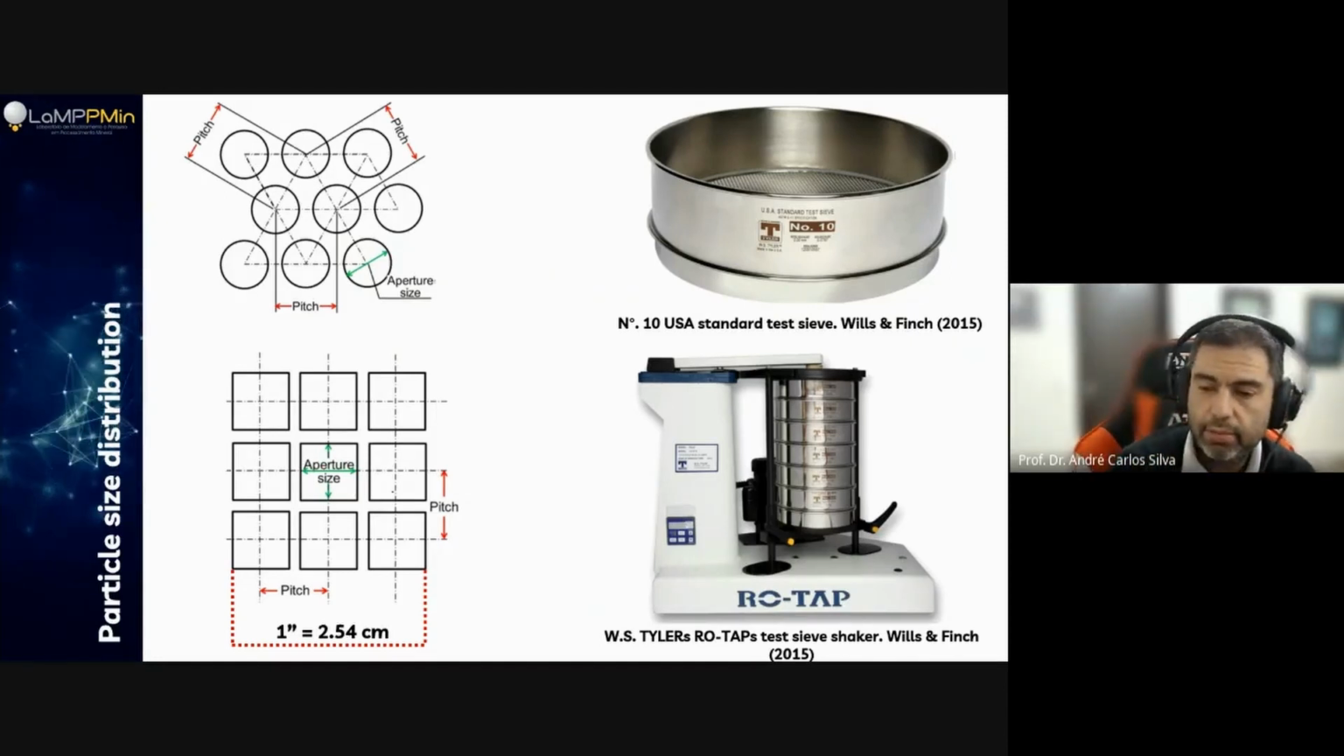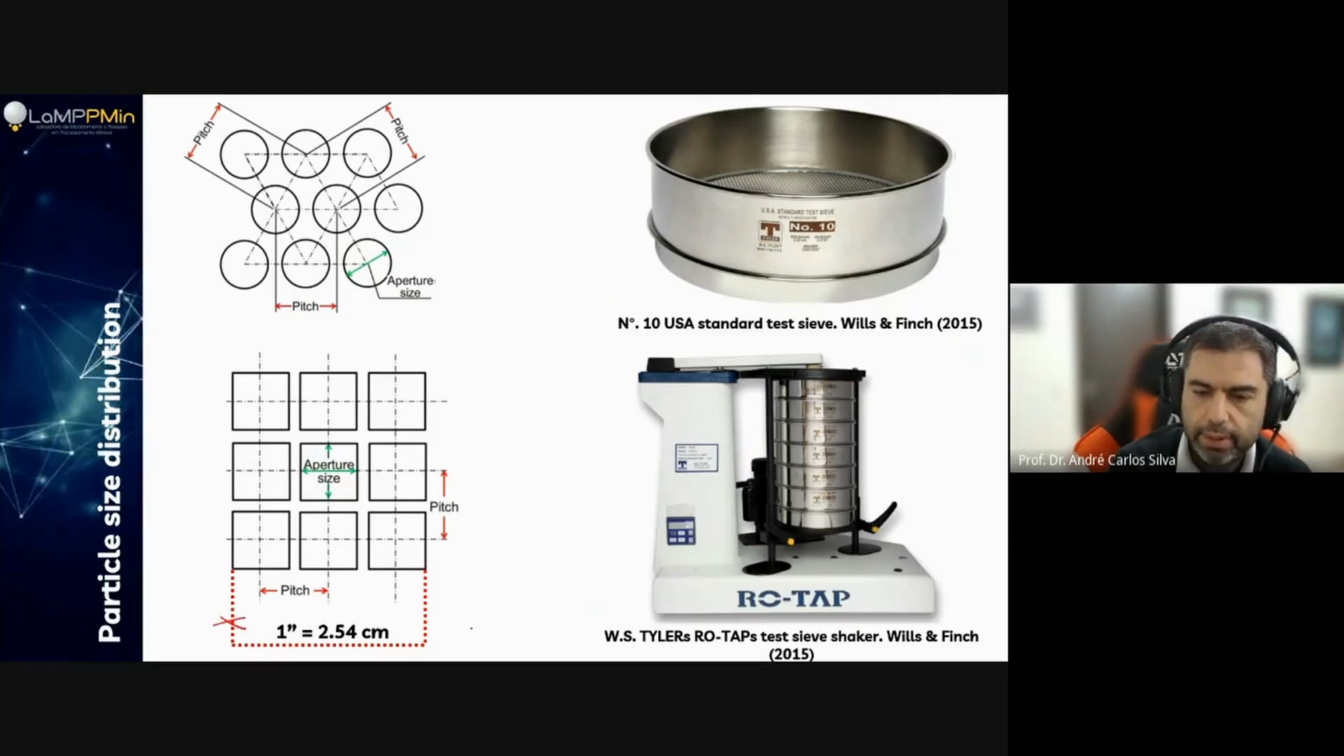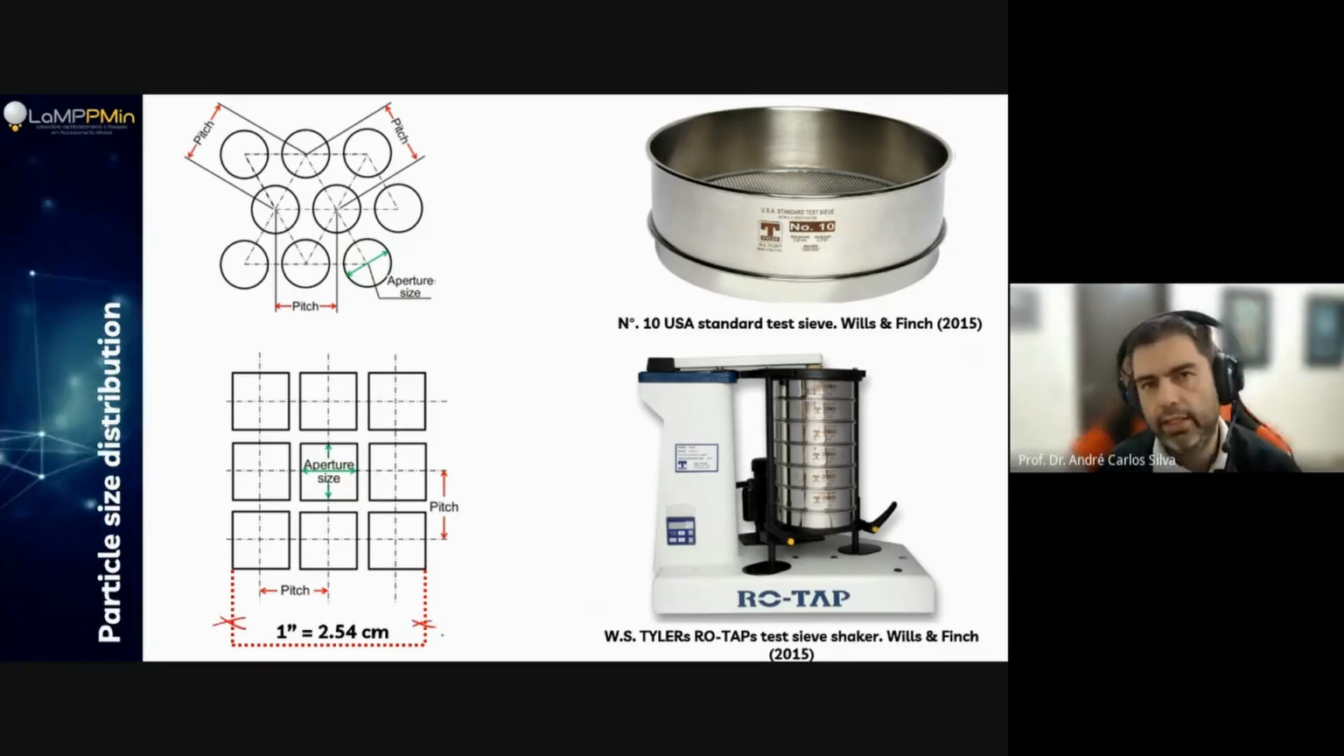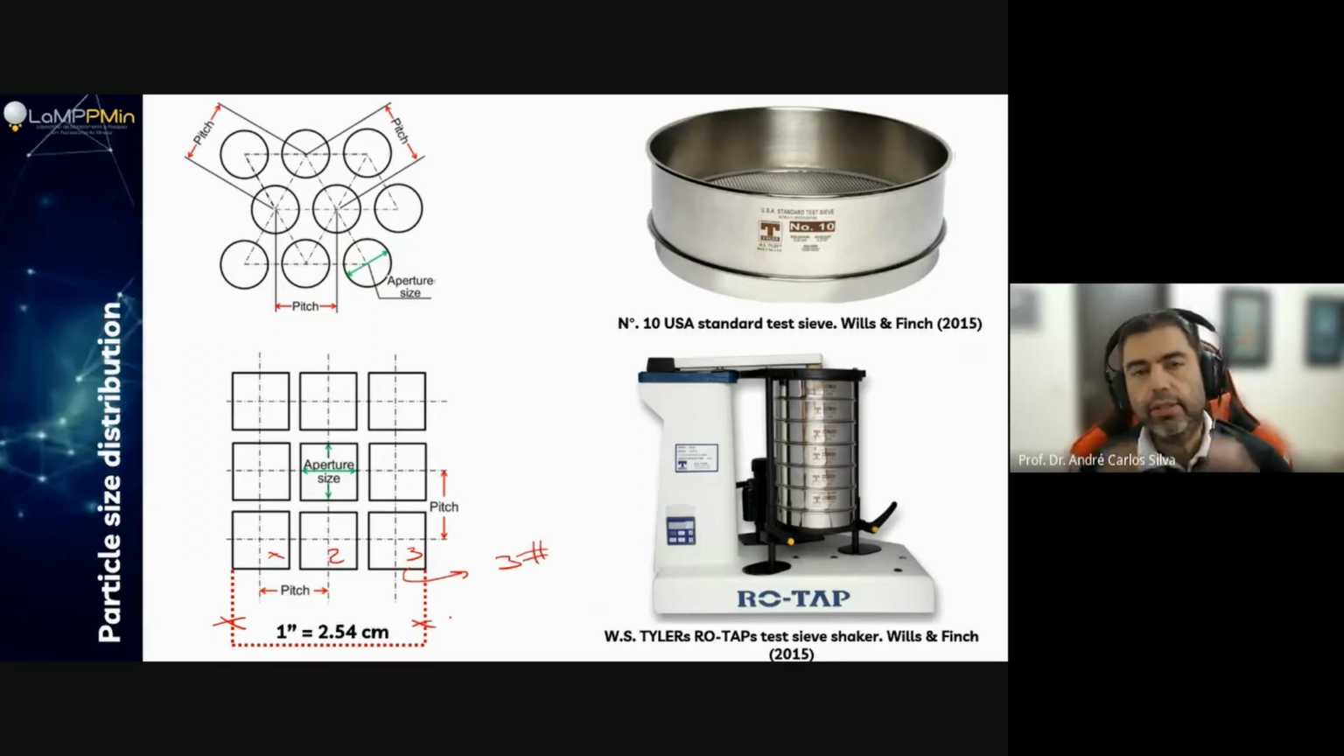The other pictures all come from the Wills and Finch book, but this one I added some extra items. So from this part to this part, I have 1 inch, just 1 inch. And how many apertures do I have? I have 1, 2, and 3. So this would automatically be 3 mesh. So this sieve would be a 3 mesh sieve.